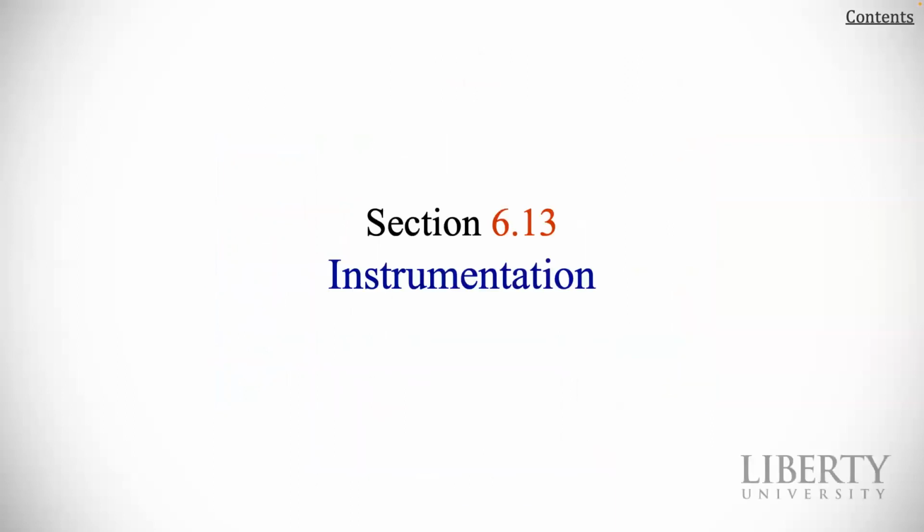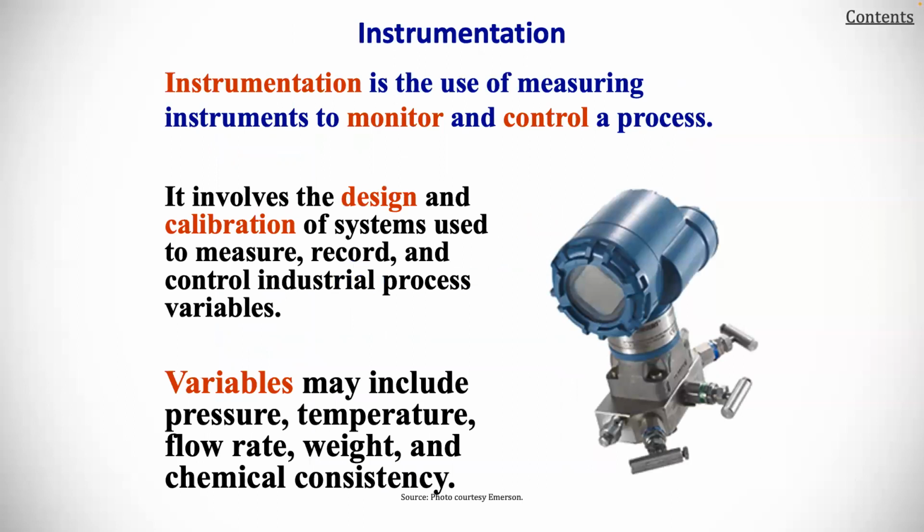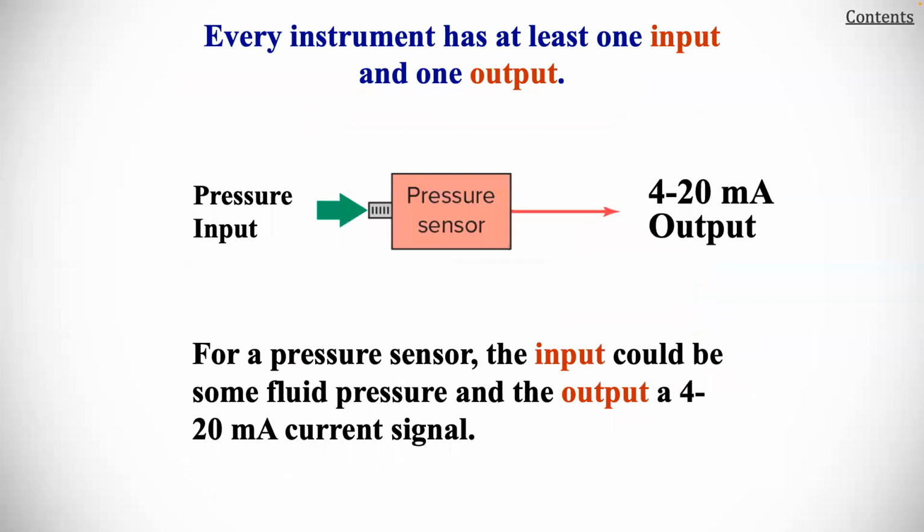Let's talk about instrumentation. Instrumentation is the use of measuring instruments to monitor and control a process. It involves the design and calibration of systems used to measure, record, and control industrial process variables. Variables may include pressure, temperature, flow rate, weight, and chemical consistency. Every instrument has at least one input and one output. So here we see a pressure input, and then you see an output that would be corresponding to that pressure.